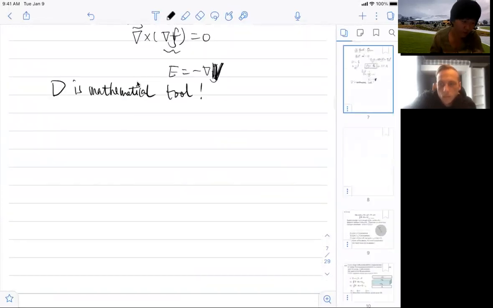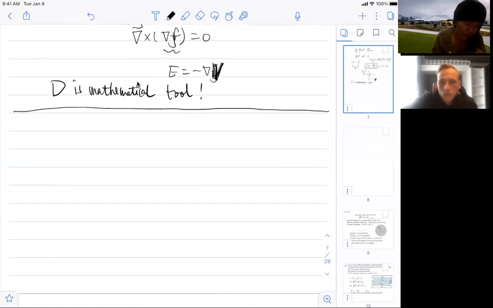Okay, sorry about that. Okay, so let's review a couple boundary conditions. Then we will have some boundary conditions for D as well. So boundary conditions.